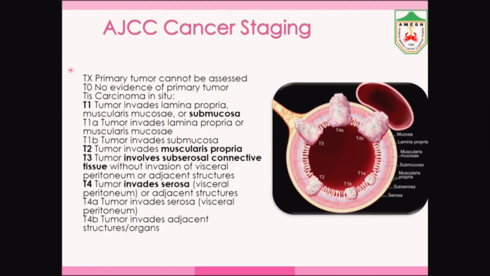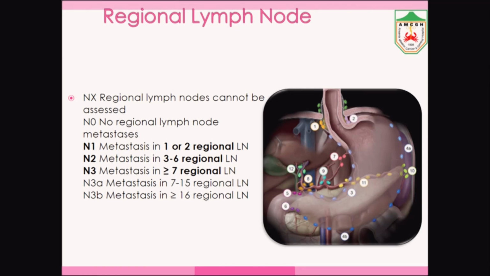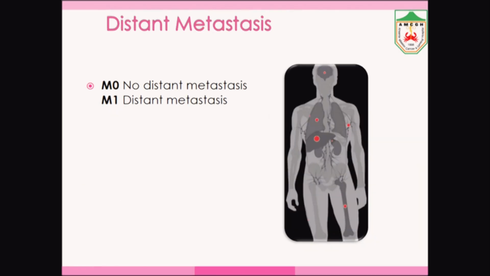Now the AJCC cancer staging: T1 is up to the submucosa, T2 is up to the muscularis propria, T3 is invading the connective tissue adjacent to the subserosal region, and T4 invades the subserosa and serosa. Now the regional lymph node: N1 is 1 to 2 regional lymph nodes, N2 is 3 to 6, and N3 is more than 7. For distant metastasis, M0 is no distant metastasis and M1 is distant metastasis.